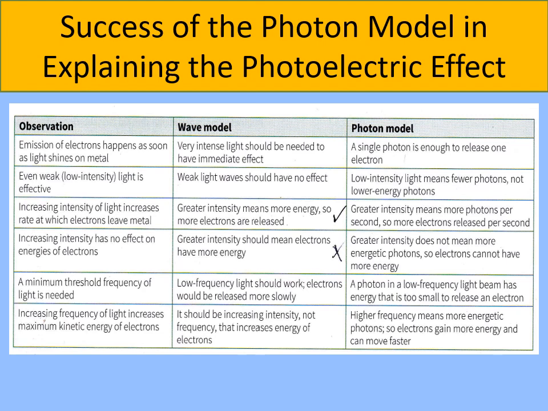The photon model said that a photon in a low frequency light beam has energy that is too small to release an electron. Okay. The final observation was that increasing frequency of light increases the maximum kinetic energy of electrons. The wave model said that it should be increasing intensity or amplitude and not frequency that increases the energy of electrons, but that wasn't the case. So the photon model proposed that higher frequency means more energetic photons, so electrons gain more kinetic energy and can move faster.